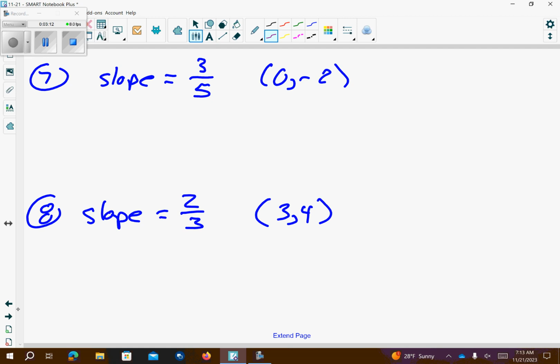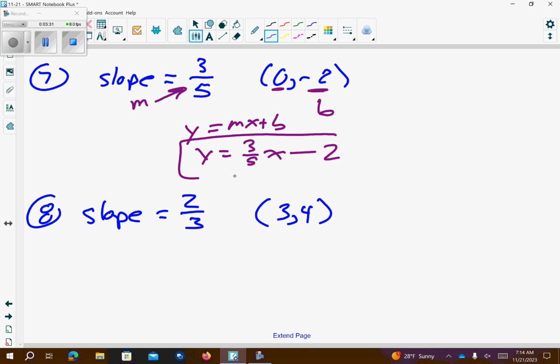Number 7, let me take a look at it. We have to realize, because this is a 0, this is the y-intercept, so that's my b value. So I know my slope is this, because they tell us that. So plug it into y equals mx plus b. Y equals 3/5x plus negative 2 or just minus 2. There's our answer.